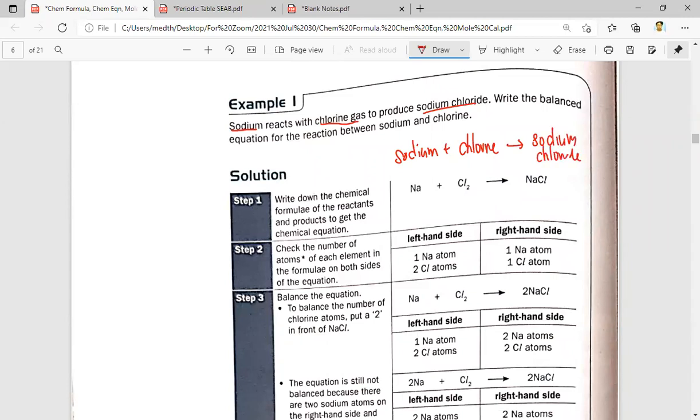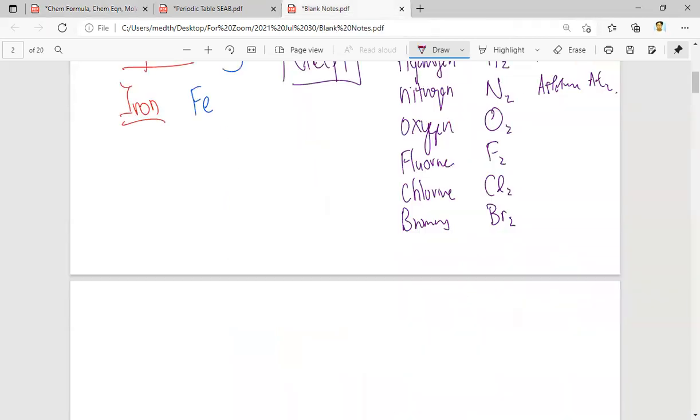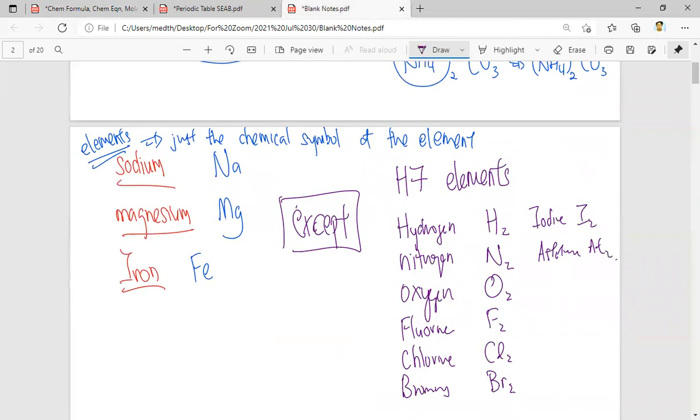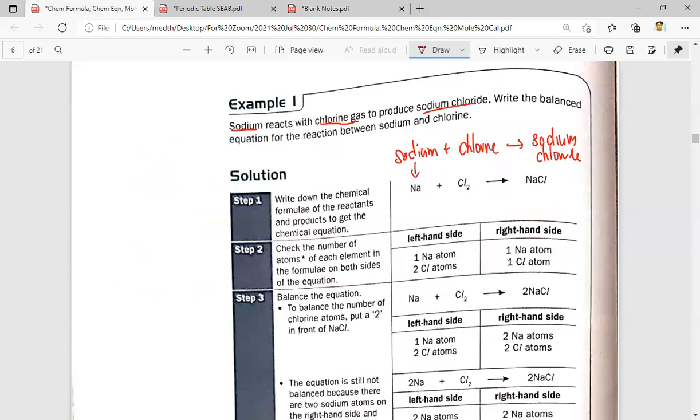Some of you may ask, how do they get to this chemical equation? Simple. From the word equation, we convert to a chemical equation. First, sodium. What's the formula for sodium? Sodium is an element on its own, not bonded to anything. As mentioned just now, when you have an element on its own, we just write the chemical symbol of the element. As such, sodium becomes just Na.